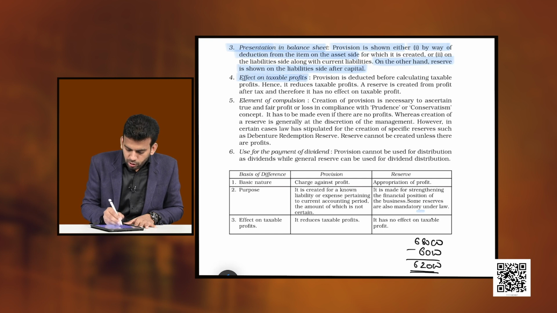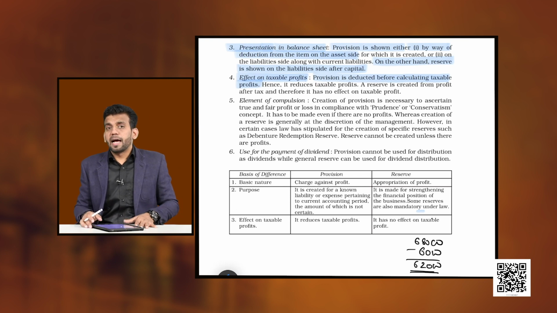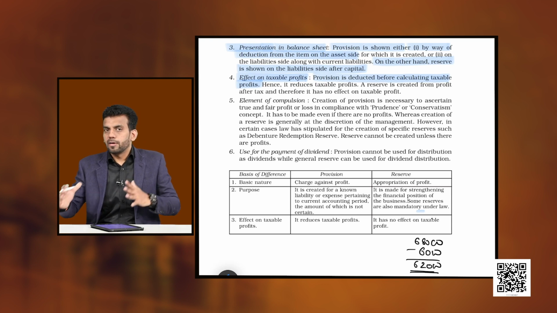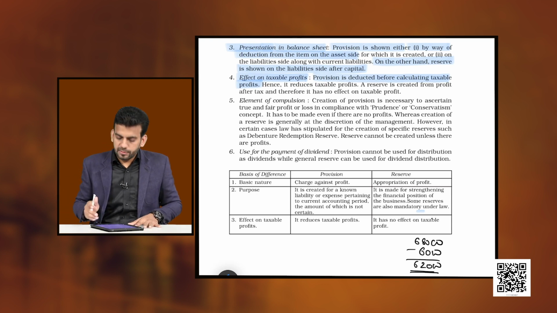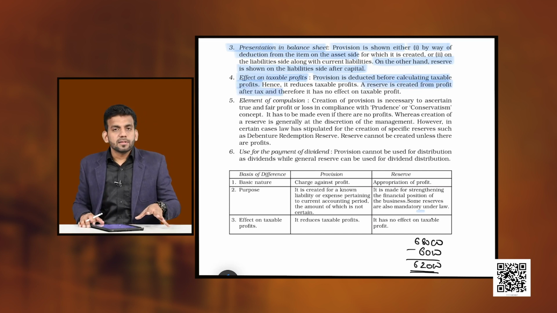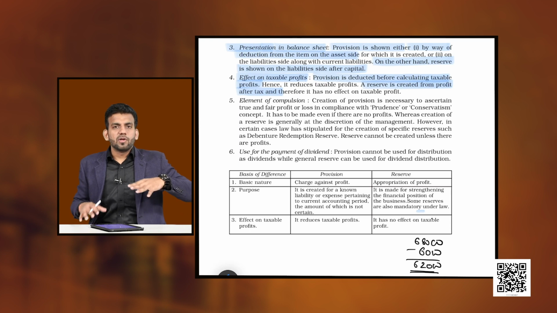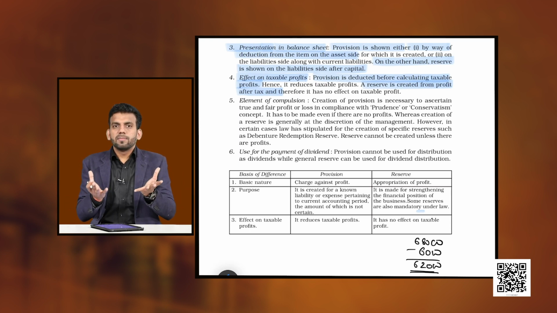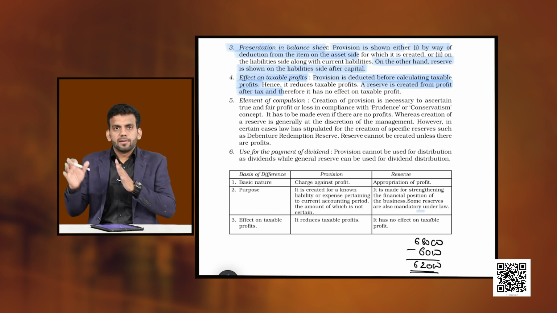Then effect on taxable profit. Provision is deducted before calculating taxable profit. As we have discussed, provision is a charge, so it must be deducted, then taxes are to be calculated, right? But what about reserves? Reserve is created from profit after tax. Reserve is an appropriation of profit. So those appropriations must be made after keeping all the taxes away. That means you have to pay the taxes, and whatever is disposable to you, you keep your different piggy banks according to that.